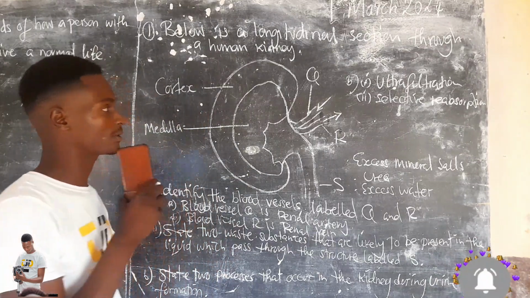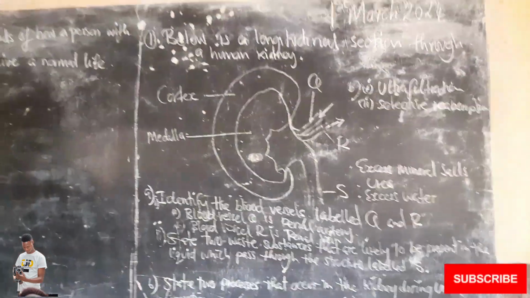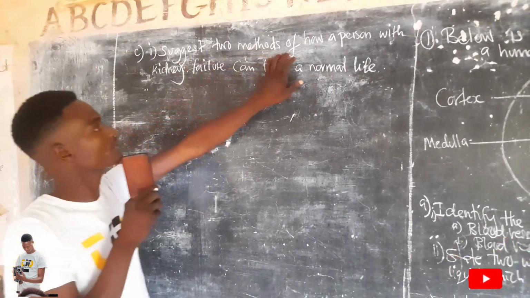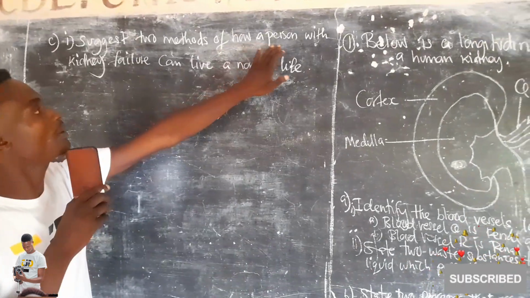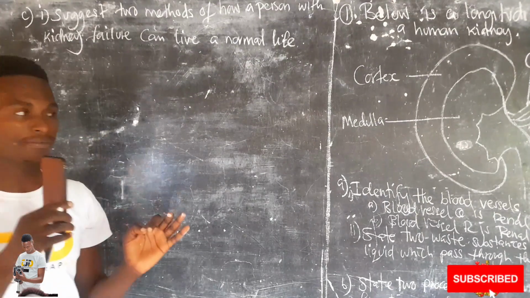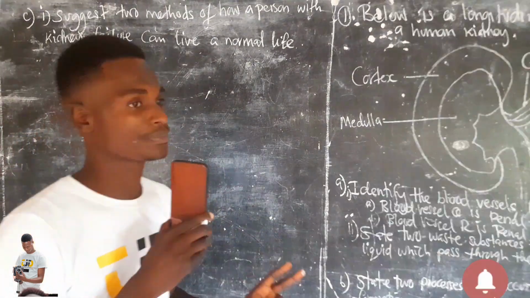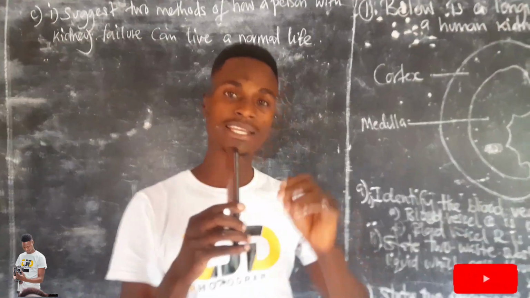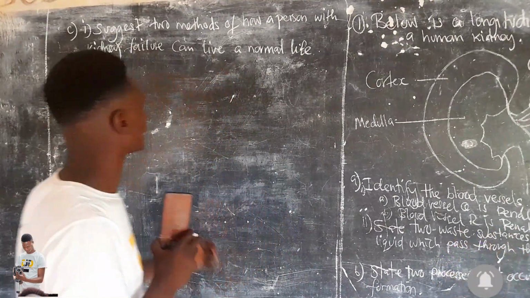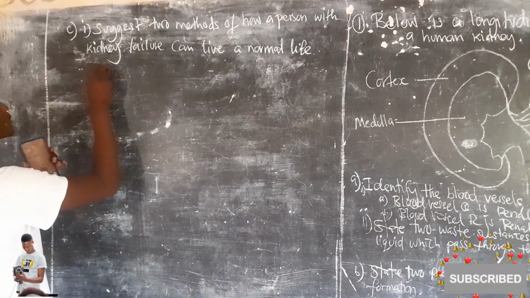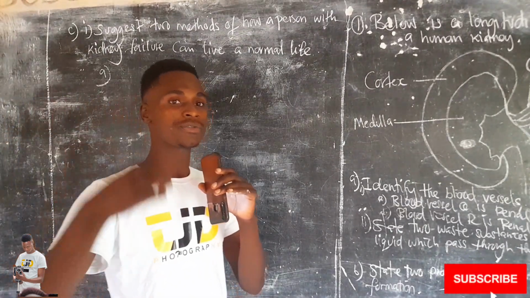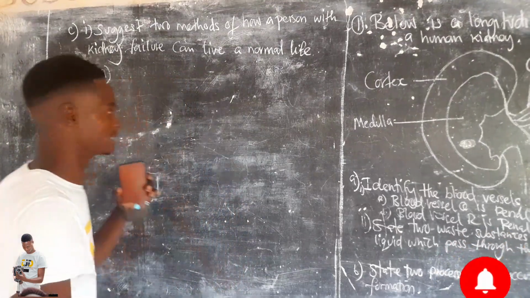Let's go to the last question, which is question C. The question reads, suggest two methods of how a person with kidney failure can live a normal life. Number one, a person with a kidney failure can live a normal life through a kidney transplant.